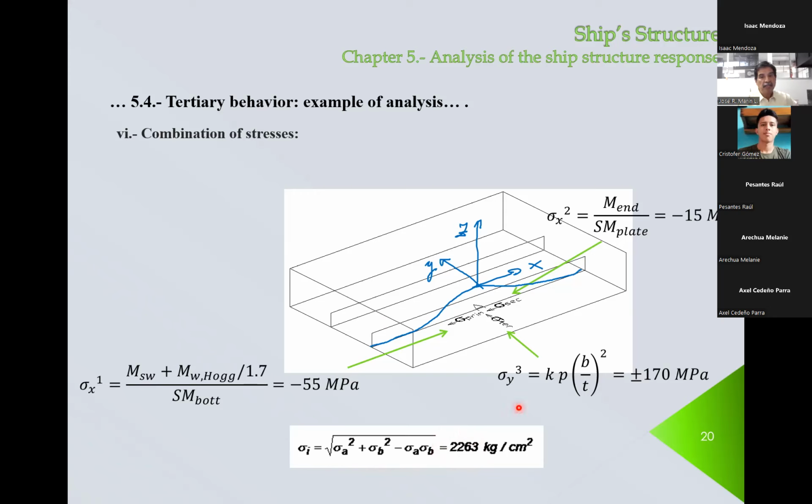So in this case, I'm taking the negative value for the tertiary. So if I use the negative value, then we could obtain a combination. No, I'm sorry, the positive. If I take the positive, then in the other direction they are negative. So as a result, you're going to add, and you have this value. This is kilograms per centimeter squared.